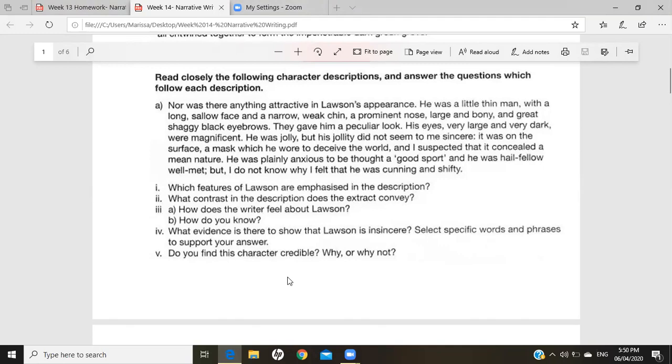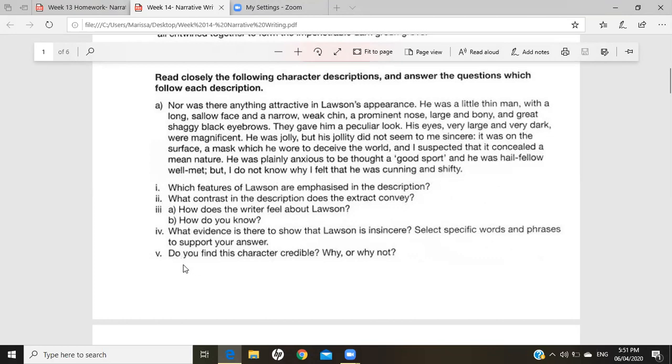And what again? Say he wore a mask, deceived you, which means he was pretending. And even when he says he was plainly anxious to be thought of a good sport, because Lawson was so concerned with what other people thought about him that he just really wanted to be this one particular way for people, but deep down inside he was something else.